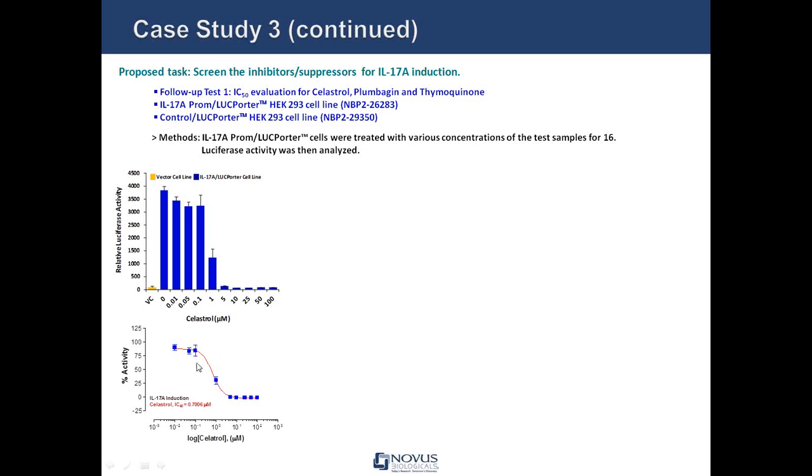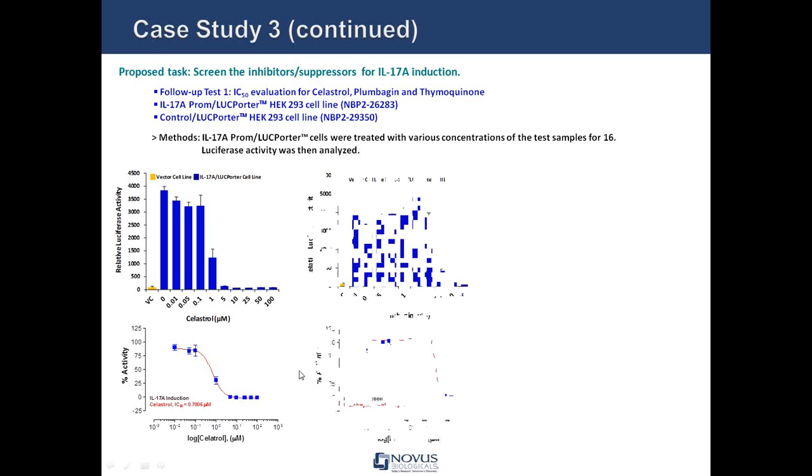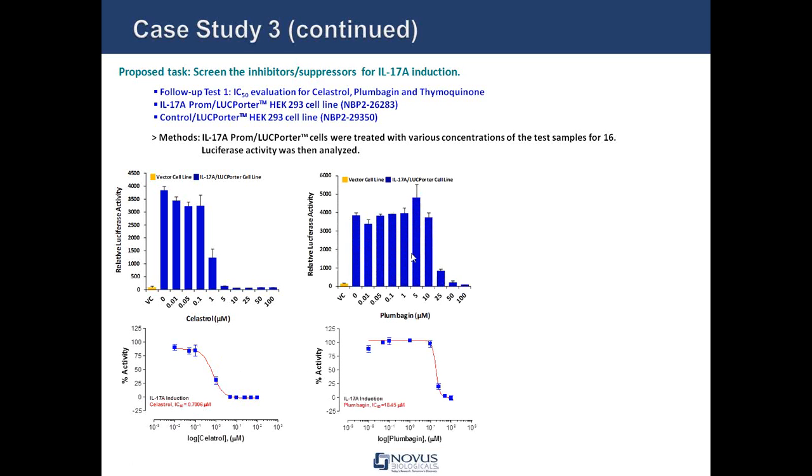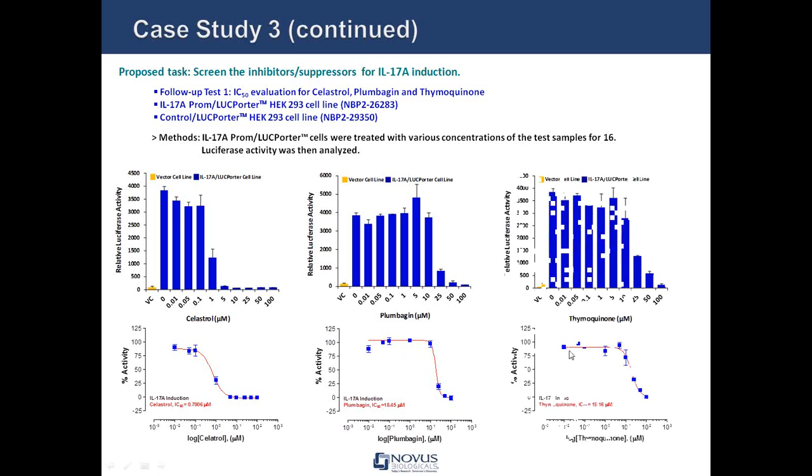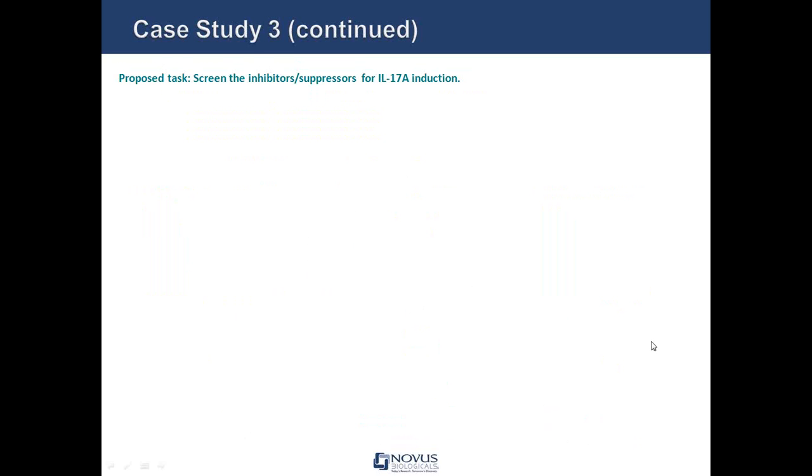And then we found the IC50 for celestrol and its dose response activity, and we also evaluated IL-17A inhibition for promethazine, and also for thymoquinone, IC50 evaluation and dose response activity analysis. And then the second follow-up study we performed using human PBMC.